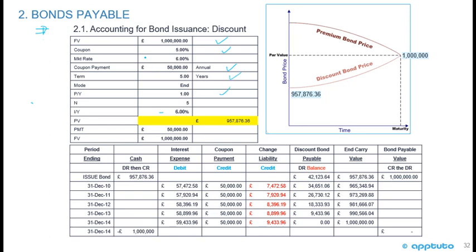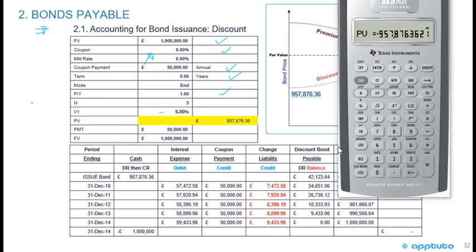But in this case, the market rate has increased to 6%. So when we issue the bond, we're not going to receive £1 million. We're going to receive a lesser amount because we have to sell it at a discount because the interest rates have increased. So let's just bring up the calculator here very quickly and redo our calculations.